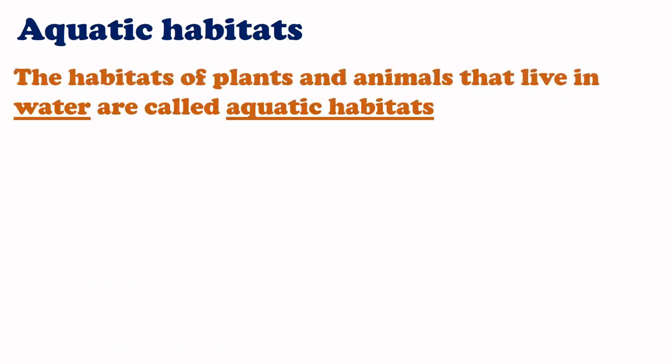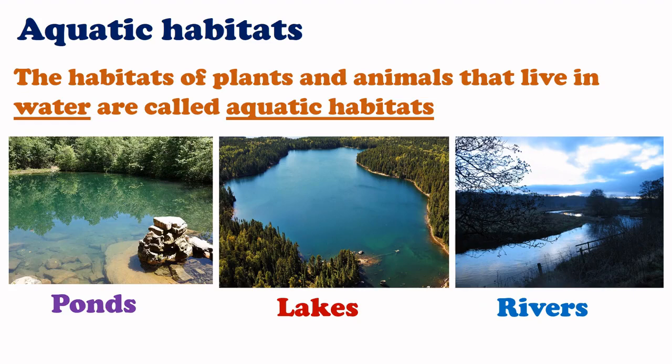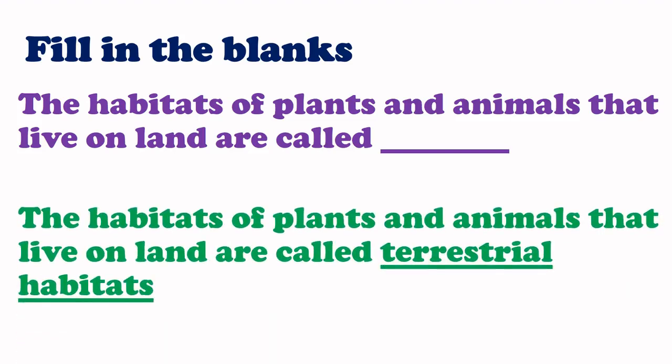On the other hand, the habitats of the plants and animals that live in water are called aquatic habitats. Examples of aquatic habitats include ponds, lakes, rivers, etc. Fill in the blanks. The habitats of plants and animals that live on land are called. Children, do you know the answer? So the habitats of plants and animals that live on land are called terrestrial habitats.